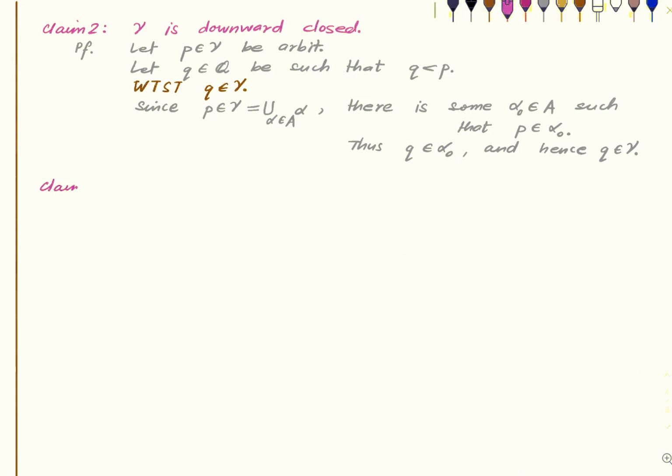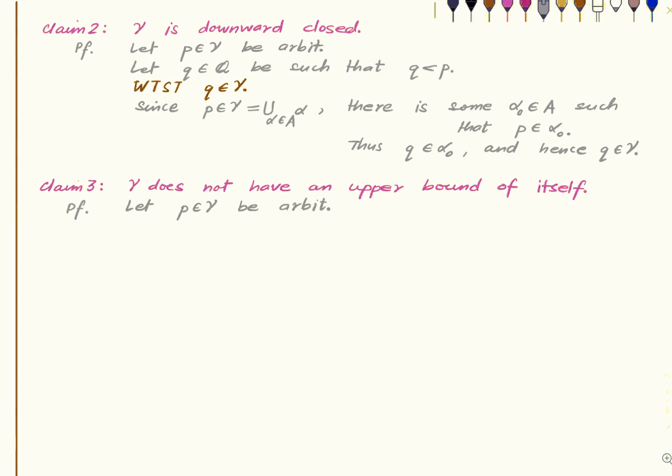Lastly, we will show property 3, which is to say that you cannot find an upper bound of gamma inside gamma. Gamma does not have an upper bound of itself. So, suppose we have some element p of gamma arbitrarily chosen. We want to show that p is not an upper bound to gamma. So, want to find some q in gamma such that p is less than q. This would finish the proof because then p wouldn't be an upper bound of gamma.